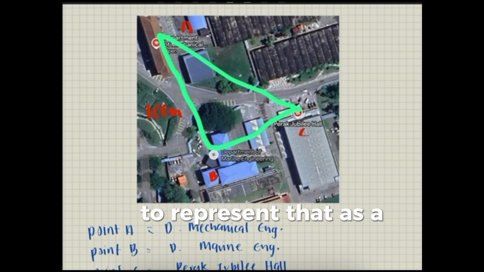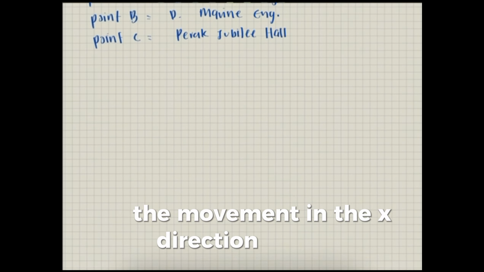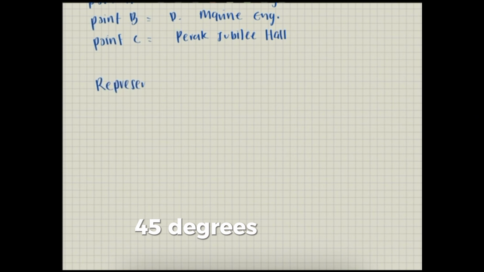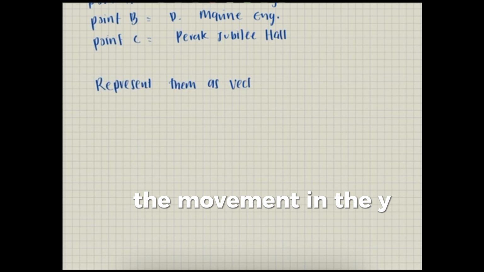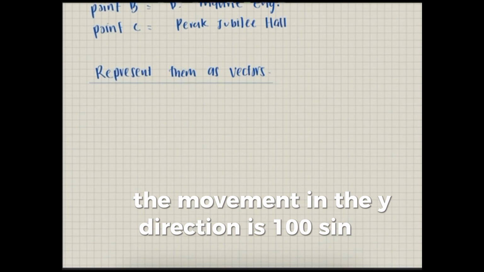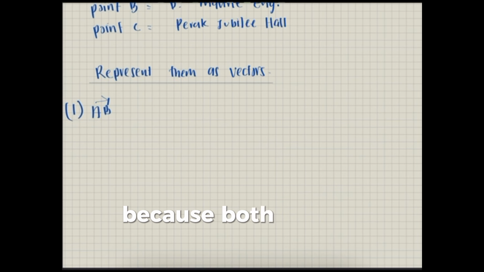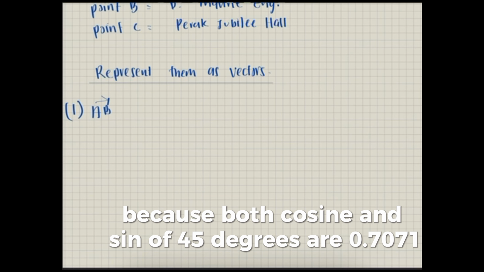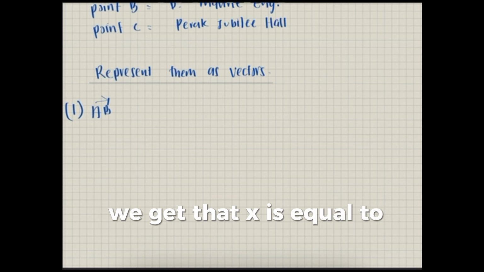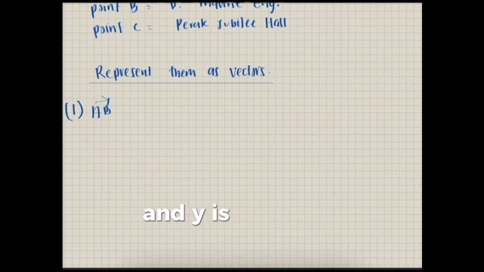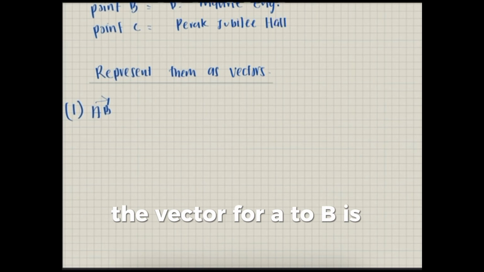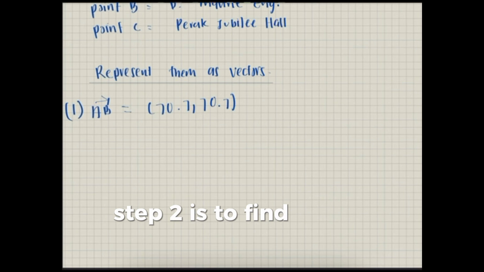To represent that as a vector, we use trigonometry. The movement in the x direction is 100 cos 45 degrees. The movement in the y direction is 100 sin 45 degrees. Because both cosine and sine of 45 degrees are 0.7071, we get that x is equal to 70.7 meters and y is equal to 70.7 meters. The vector for AB is 70.7, 70.7.